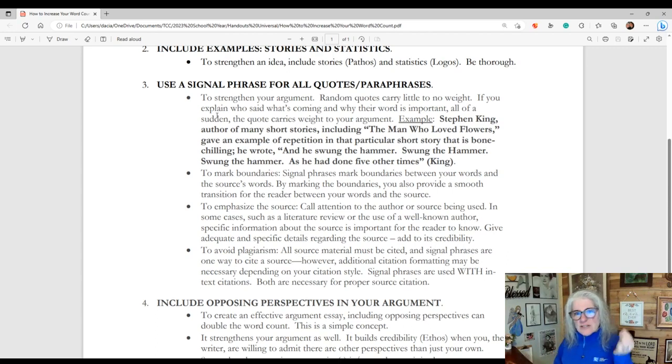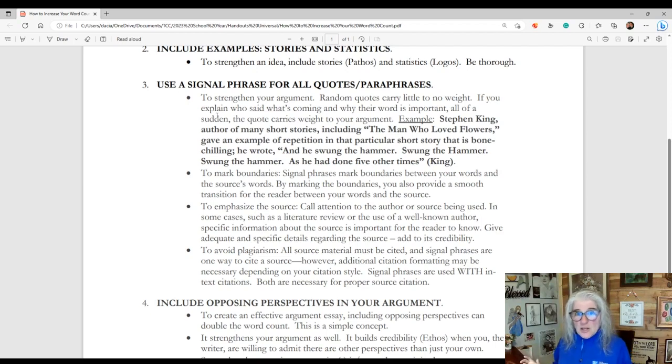So how can we increase our word count? Well, every time you're going to use quoted material or paraphrased material, give it a signal phrase. Ta-da! Now, what do I mean by a signal phrase? You need to set up that quote. Tell who said it and why that person's important to listen to. Why does the opinion of that individual have any bearing whatsoever on the argument that you're making?